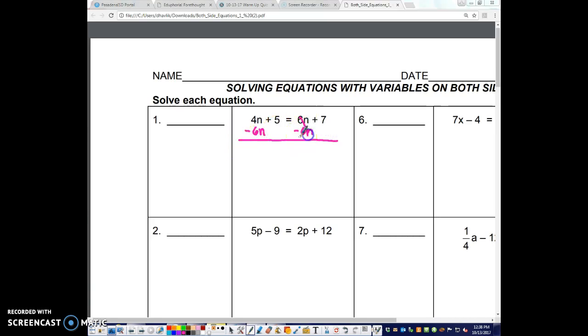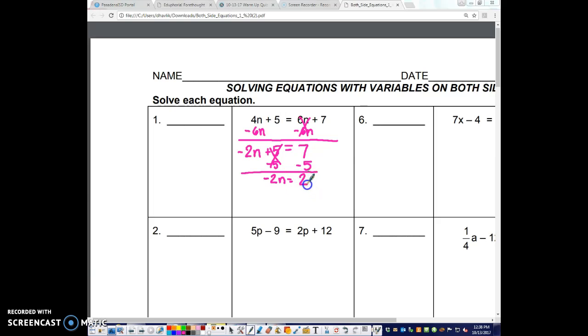So this cancels out. We're left with a 7 over here. 4n minus 6n is negative 2n. Okay? Plus 5. Now this is something we're used to. So the next step would be to get this n by itself. We subtract the 5 from both sides. That cancels. Negative 2n equals, what's 7 minus 5?